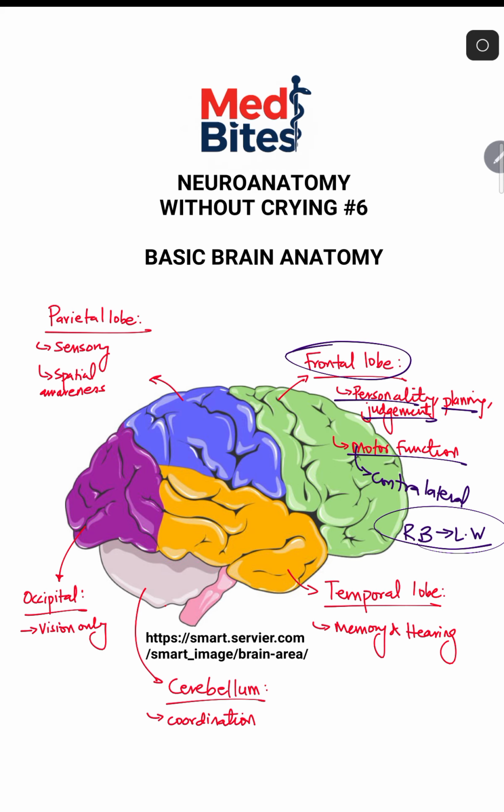Next one is the parietal lobe. This is responsible for sensation and spatial awareness. Damage here causes loss of sensation, right, which makes sense, and neglect syndromes. So things like, if the right parietal is damaged, then you get left-sided neglect. This is also contralateral, just like the frontal lobe.